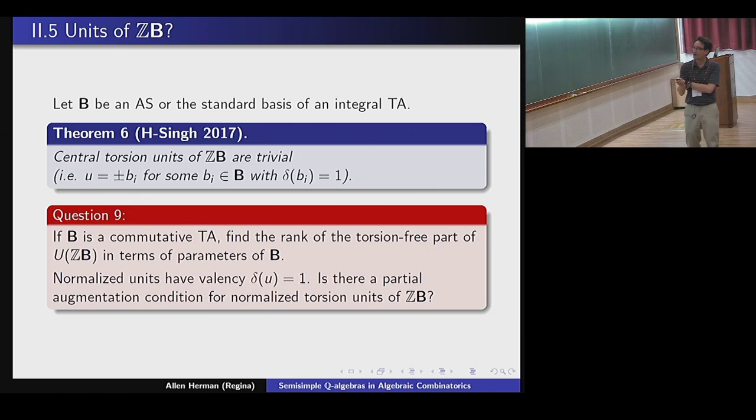Conceivable. One of the hang-ups to getting it easily is that we don't have a good notion of conjugacy in these things. There are actually two notions of conjugacy, so you have to figure out which should be the right one for a partial augmentation condition. It tells you something about units.